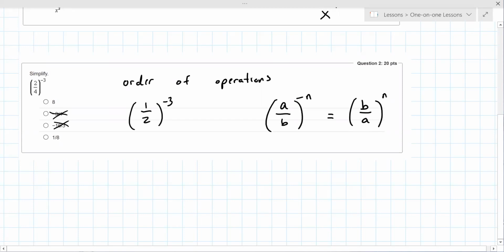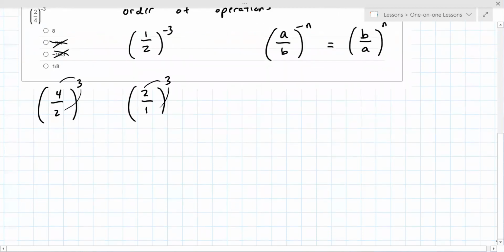Okay. So if you flip what's inside here, what would that be? It'll be 4 over 2, or 2 over 1, to the power of 3. Now you said 4 over 2, and that's fine as well. But you have to reduce it. Well, you don't have to. You actually can apply the exponent to both of these. Now, by reducing it, it makes it faster.